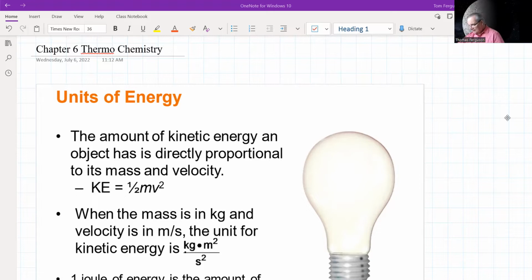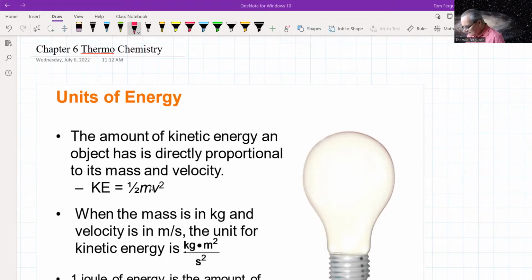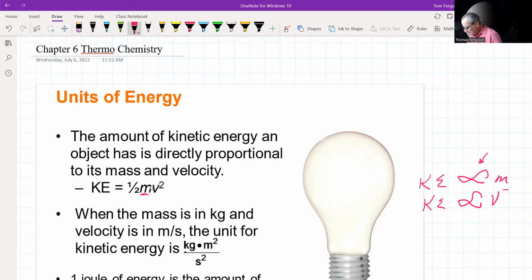Okay, the amount of kinetic energy in an object is directly proportional to mass and velocity. Many of you have heard of kinetic energy is equal to 1/2 mv squared. So it's proportional to that. That means directly proportional. It's also directly proportional to velocity squared.